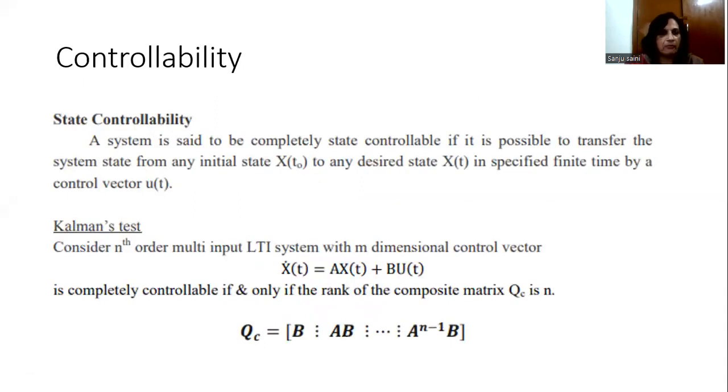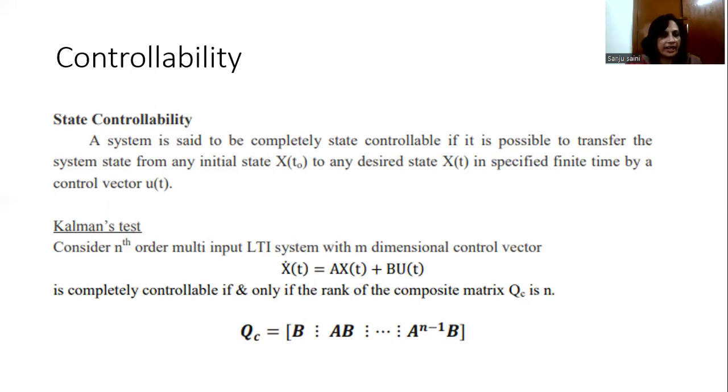Then a very important aspect of the control system is controllability and observability. Controllability means that the system is controllable. A control system is said to be completely state controllable if it is possible to transfer the system state from any initial state to any desired state in specified finite time by a control vector u(t). That is the definition for controllability. That we can take up the system to any desired state in a finite time interval.